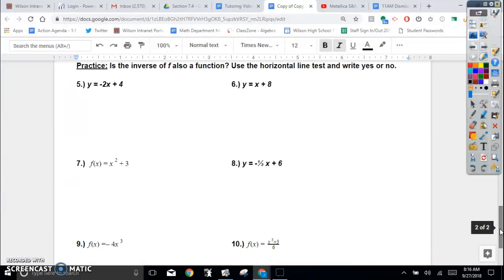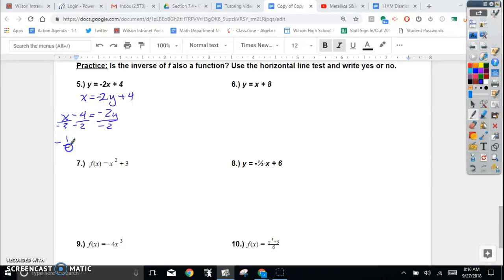Now we're going to do, is the inverse of f also a function? We're going to use the horizontal line test. We're going to say yes or no. So first thing we need to do is let's solve for these inverses. Okay, so I'm going to switch my x and y, and then solve for y by itself. So x minus square root equals negative 2y. Divided by negative 2, divided by negative 2. So we got negative half x plus 2 equals y.